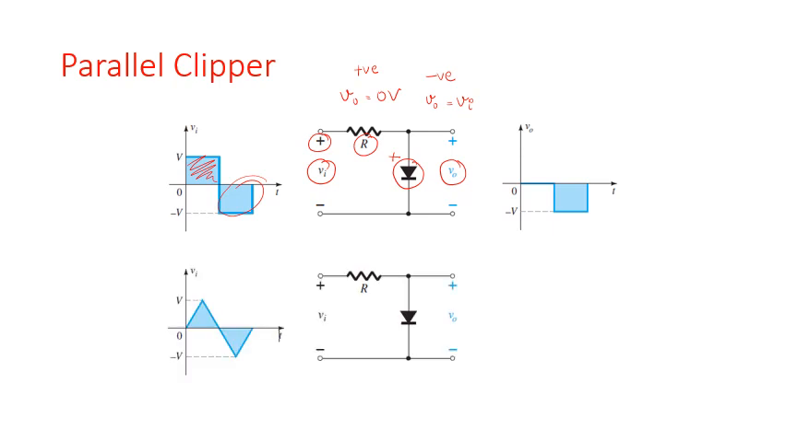If I take the same thing and draw it again, instead of drawing a square wave, I have now taken a triangular wave. Exactly the same type of waveform, exactly the same thing is going to happen. So you can just repeat what we've done above and try and draw the waveform. The waveform is going to look something like this. In both of these cases, the positive waveform has been clipped. Therefore, this type of circuit is known as a positive parallel clipper circuit.